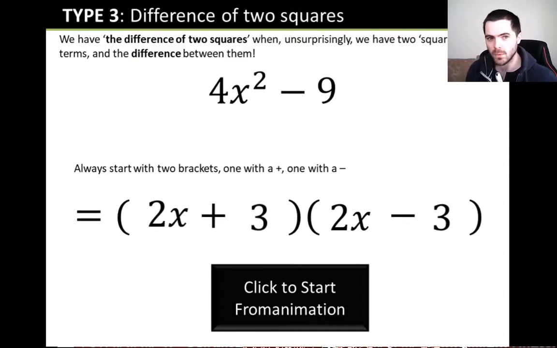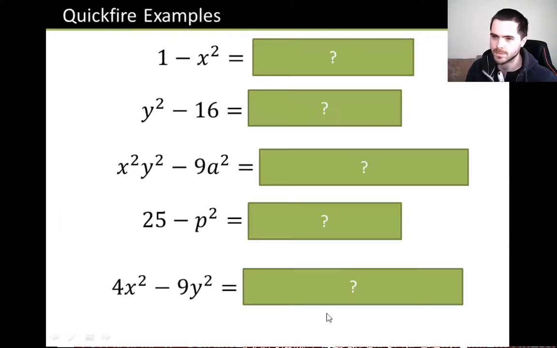I'm not going to show you why it works. All I'm going to say to you is if you don't believe me, have a go at expanding those brackets down below. And you should notice that the x terms cancel out. You'll see a plus 6x and a minus 6x, and they will cancel each other right out.